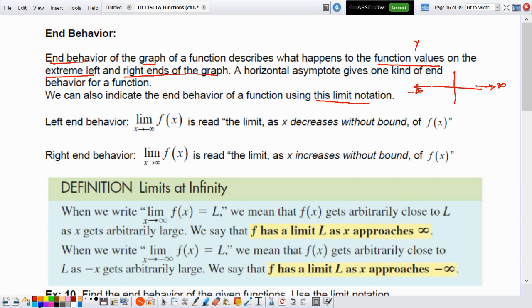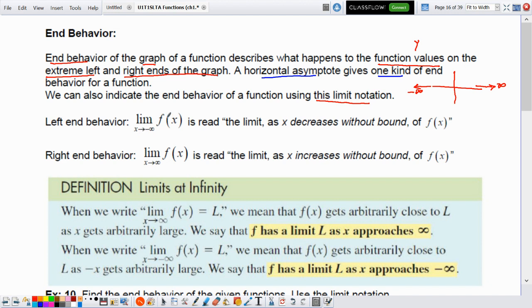Now, one possible end behavior is called the horizontal asymptote. It's possible that the graph levels off somewhere. So horizontal asymptote is actually one kind of end behavior. There are two ends, left and right. Left end is negative infinity, right end is positive infinity. Now, not all functions go towards both ends. Some functions go only in one direction, and then there is only one end behavior.